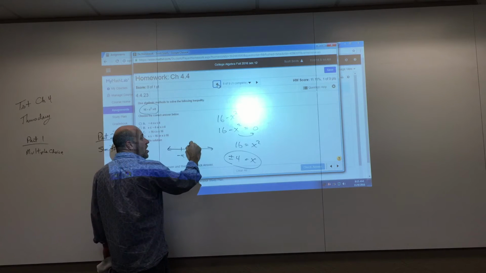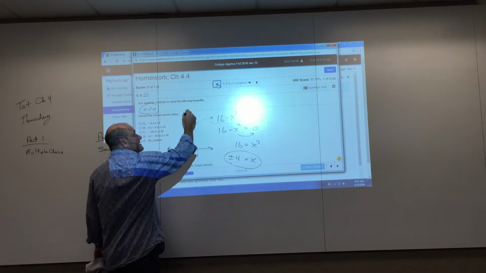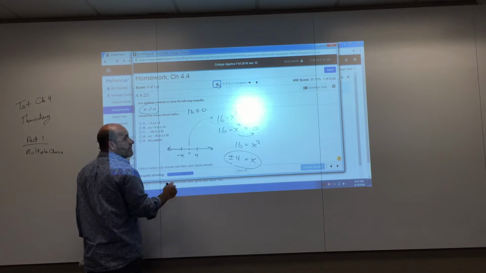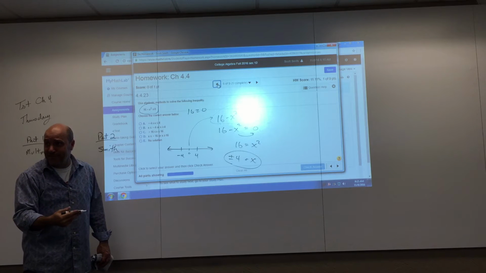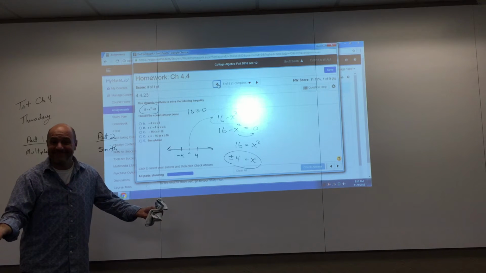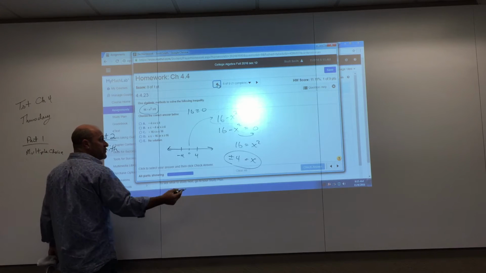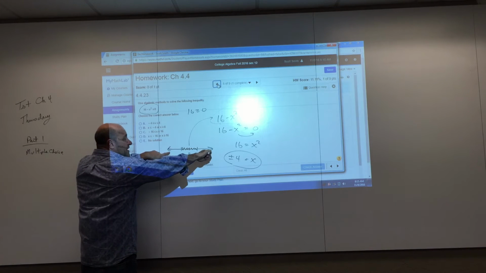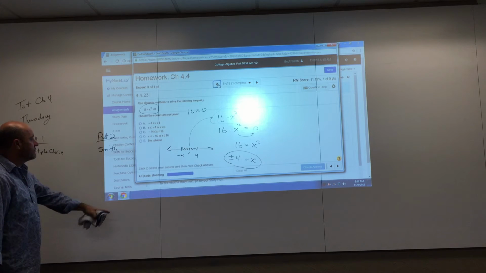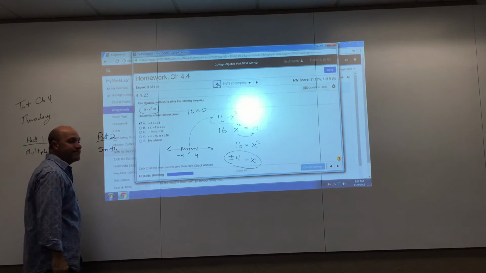I'll try 0, I'll plug it in here, and what does it say? It says 16 is greater than or equal to 0. That's true. Just pause for a second and think about that. It is true, and if it's true, you shade that region, and that's the answer. So now where is that? Oh, cool. A. Right.